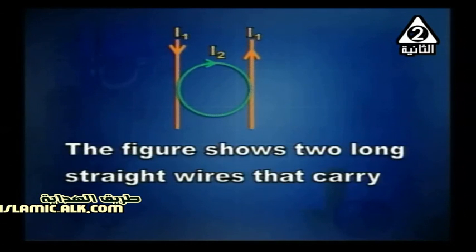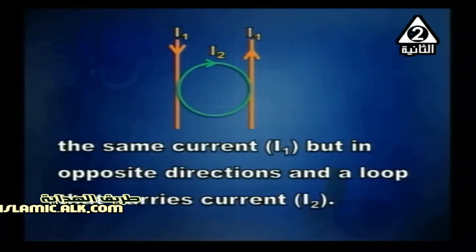And now we've got a problem. The figure shows two long straight wires that carry the same current, I1, but in opposite directions, and a loop that carries current I2.